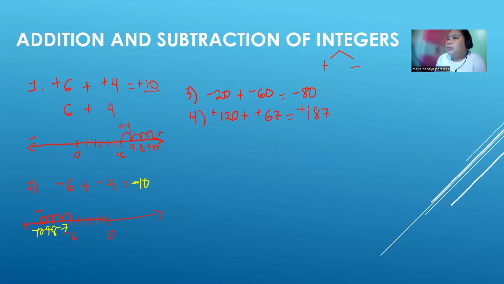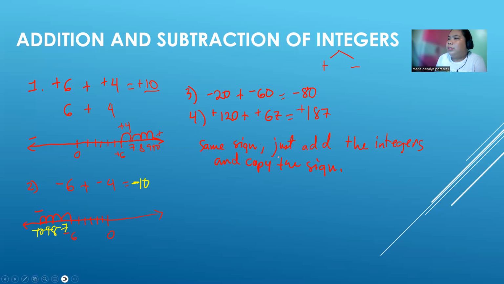So what will be the rule for same signs? If we have same signs, just add the integers and copy the sign.